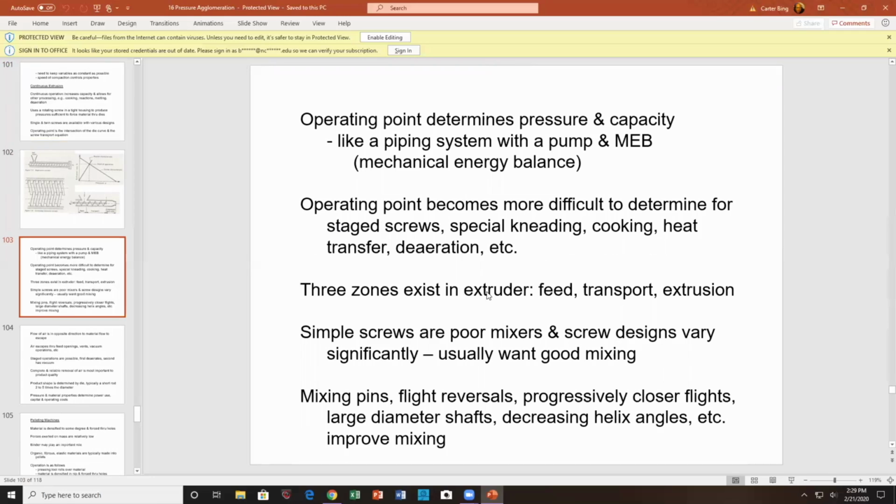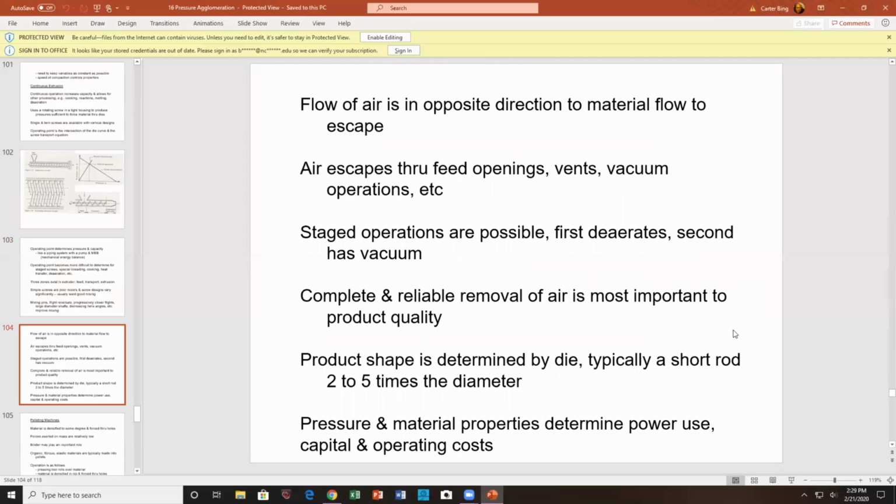Three zones: feed, transport, and extrusion. Single screws are poor mixers, and screw design varies significantly. Usually you want good mixing: mixing pins, reverse flights, progressive closing flight, large diameter shaft, decreasing helix angles through mixing. This one, not so much, but mixing pins. Once you put air in something viscous, it's very difficult to get it out, right?